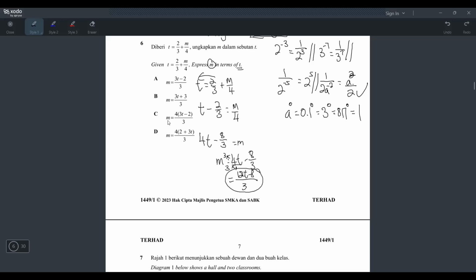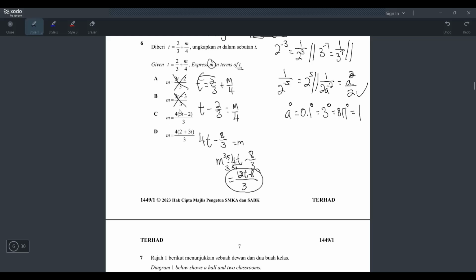But when you look at the ABCD, still don't have the answer. Still tak ada jawapan. Okay, it's okay, very simple. We all know A is confirmed wrong already, because A and this one are so different, right? It's confirmed wrong already, and this one is also wrong already. So what you know is it's either C or D, right? So how do you know if it's C or D?